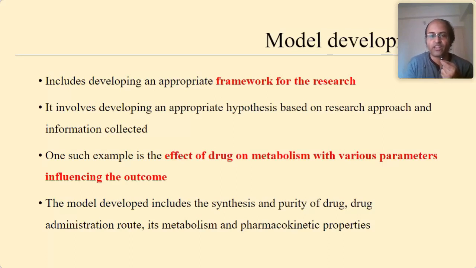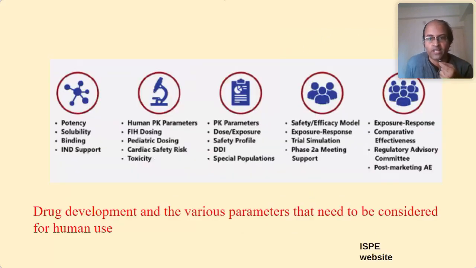I have an outline in the next slide which tries to tell you the extent of analysis that needs to be done here. Now, for example, as you can see here, first we have to see the solubility of the drug. Then we have to see whether it binds to the appropriate receptors and the potency of the drug. Then we have to do pharmacokinetic studies regarding its availability, its distribution, its excretion, and various other parameters, including its safety. Then we do the PK studies, the dose exposure studies, and then we come to the safety profile. So if you want to use the drug, whether it is safe to be used or not. Then we go for the safety efficacy models, the trial simulations, and the phase 2 trials.